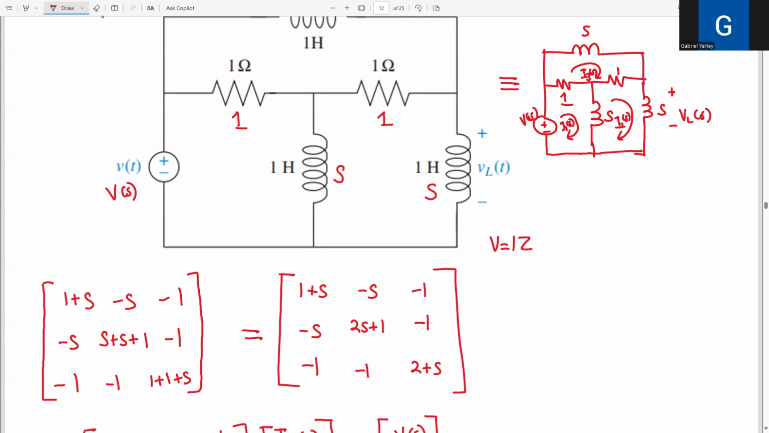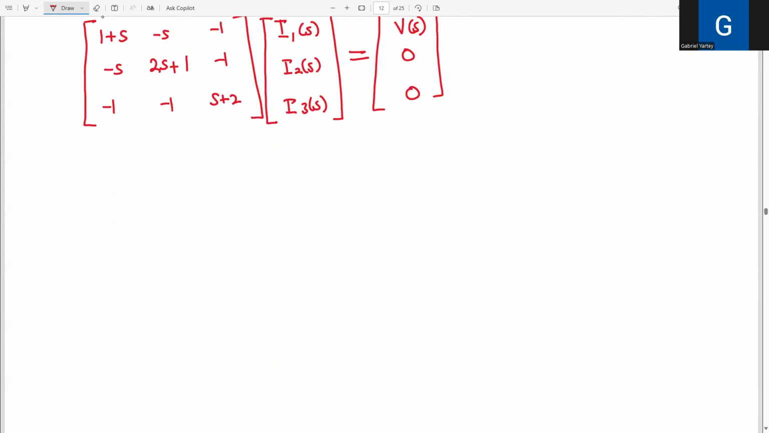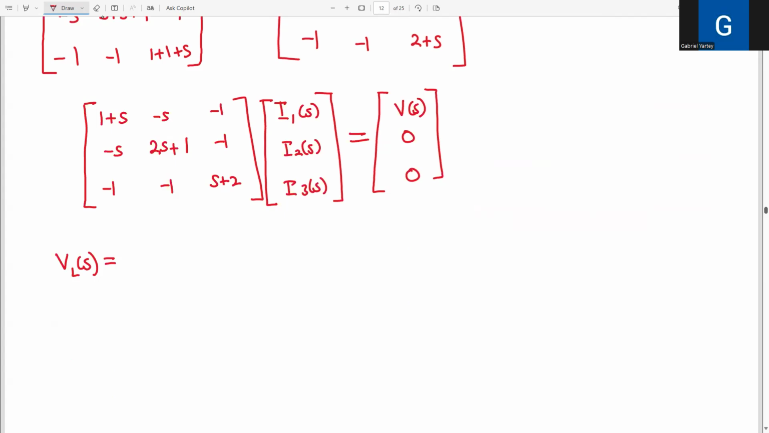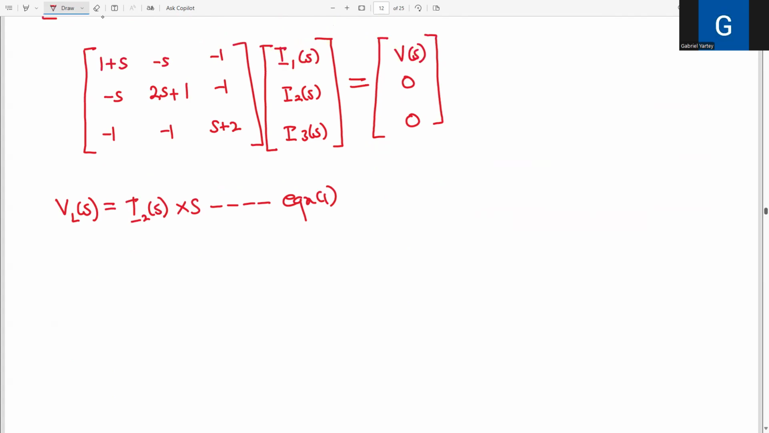Now to find VL of S here, VL of S is equal to the current I2 of S times the S, right? So I2 of S times the S. Let's call this one equation 1. Now the equation 2, to find the equation 2, that's where Cramer's rule comes in. So we want to find I2 of S.